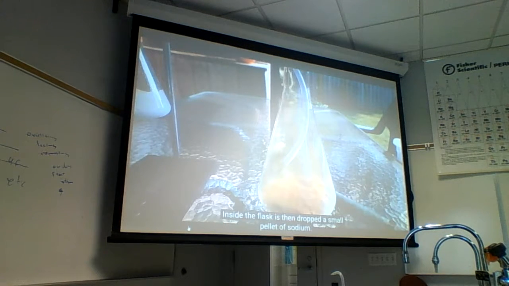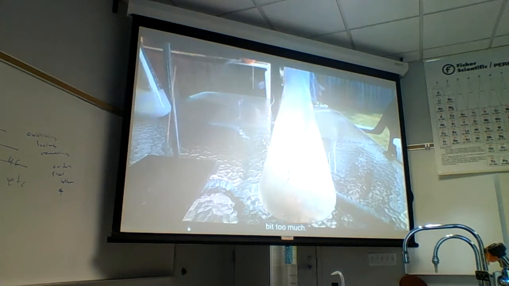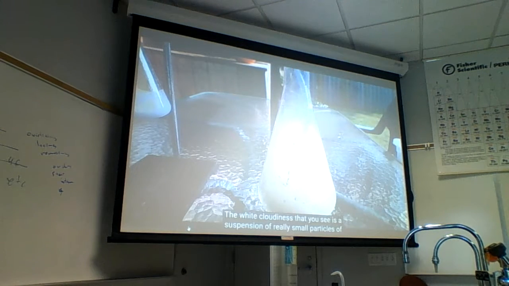Inside the flask is then dropped a small pellet of sodium. This is half of the piece that I cut off in the earlier shot. A little water was added to get the reaction started, but I think I added a bit too much. You're going to have water react with it too. Suspension of really small particles of sodium chloride. The white stuff on the walls is also sodium chloride.